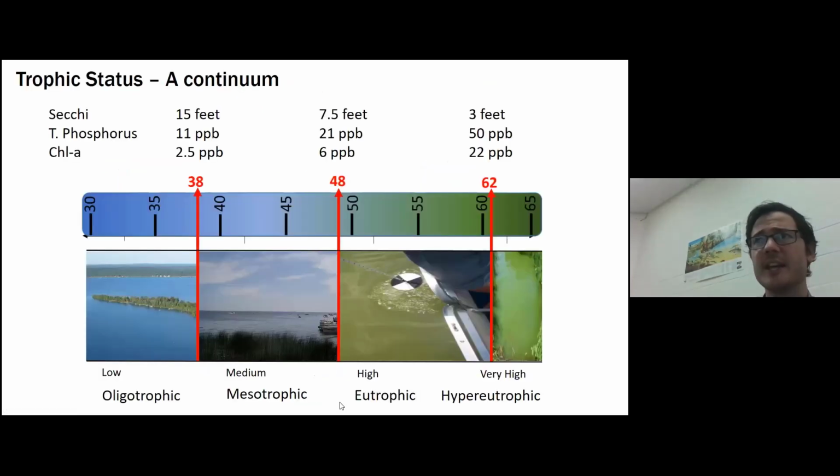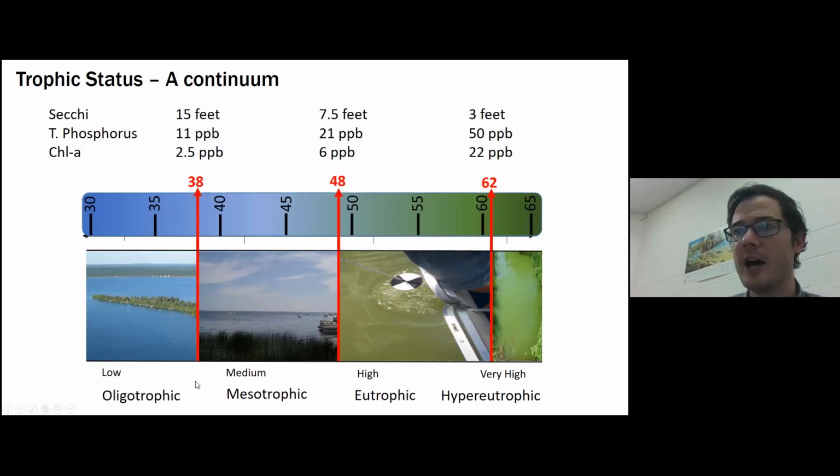So I was mentioning that trophic status is a continuum and not just that you are plunked into a category. What the formula spits out is a number between 0 and 100, and your lake will fall somewhere in that. So think of this as like a thermometer. Oligotrophic is down here: low nutrients, high water clarity, low algal growth, low plant growth in general. And then as you go up, those things change.